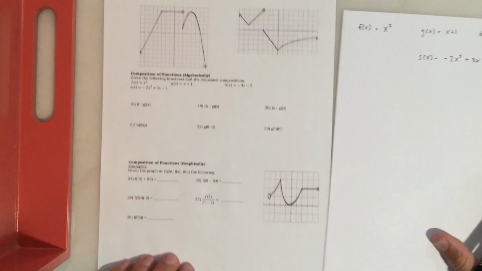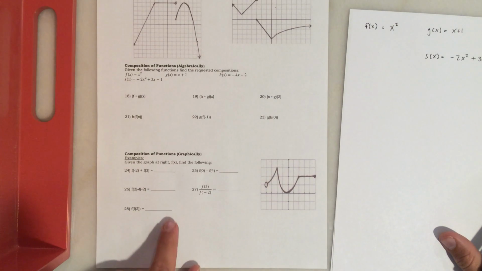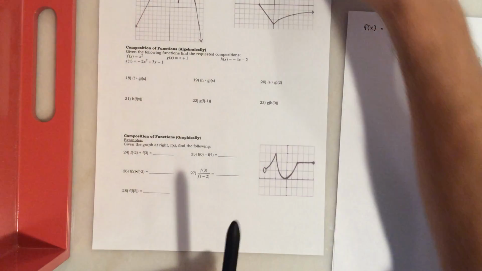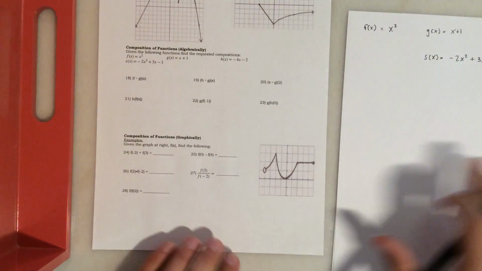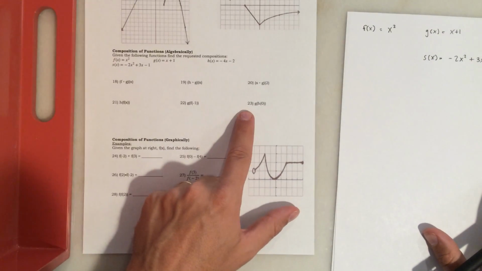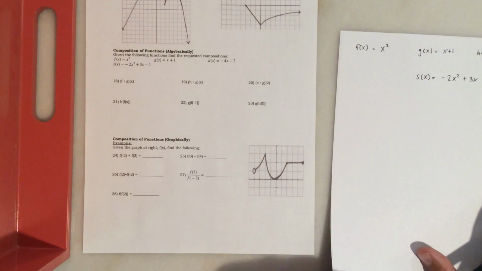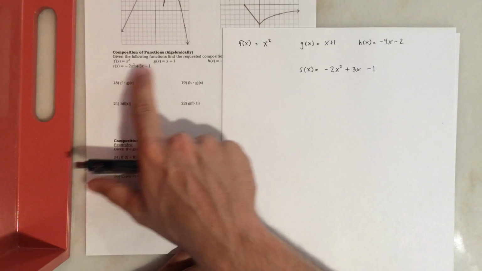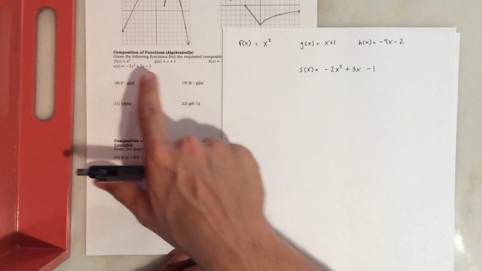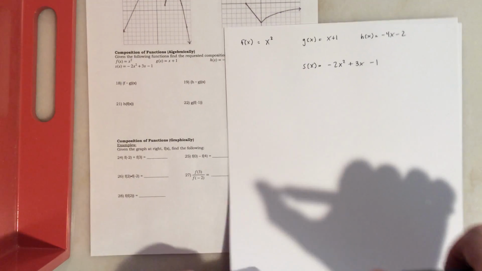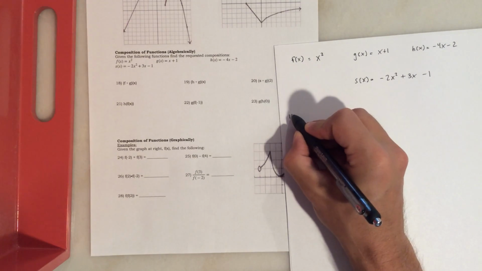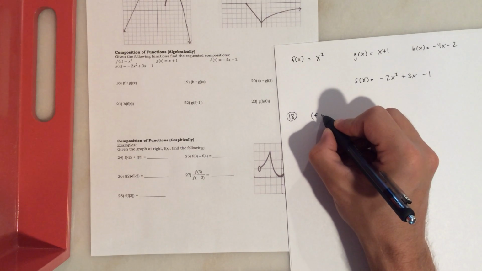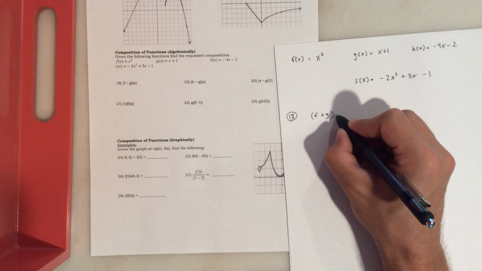Okay. In this video, we're going to knock out 18 through 28 here. So we want to look at 18 through 23 first. Some of these require a little bit more room, so I've got all the functions f of x, g, h, and s of x all written down here, and I'm just going to go through these kind of one by one, starting with 18, which asks me for f of g of x.